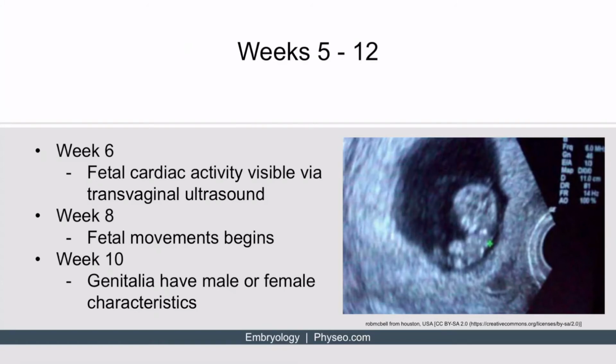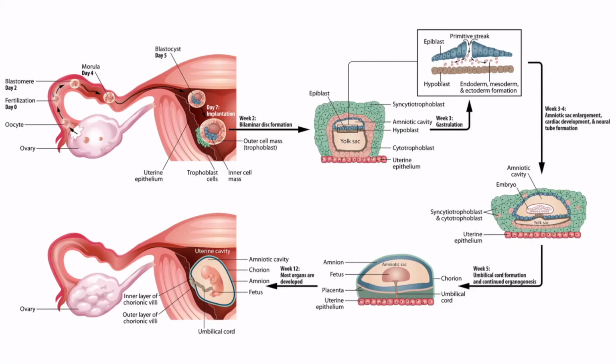Next, let's go over a few more major milestones between weeks 5 and 12. By week 6, fetal cardiac activity is visible by transvaginal ultrasound. By week 8, fetal movement starts, and by week 10, the genitalia now have male or female characteristics. And on the right, we can see an ultrasound of a 10-week-old fetus. The fetus is right here. All right, now that we've covered the image, let's review with a question.